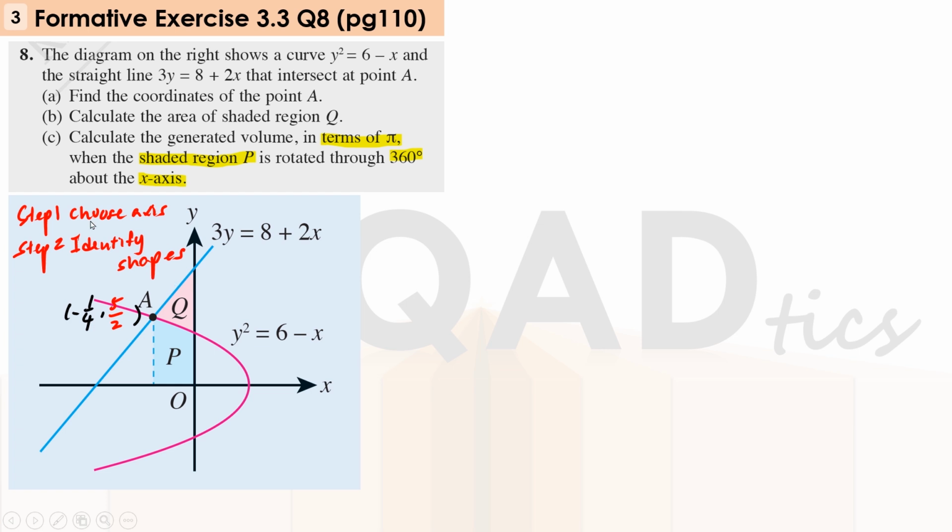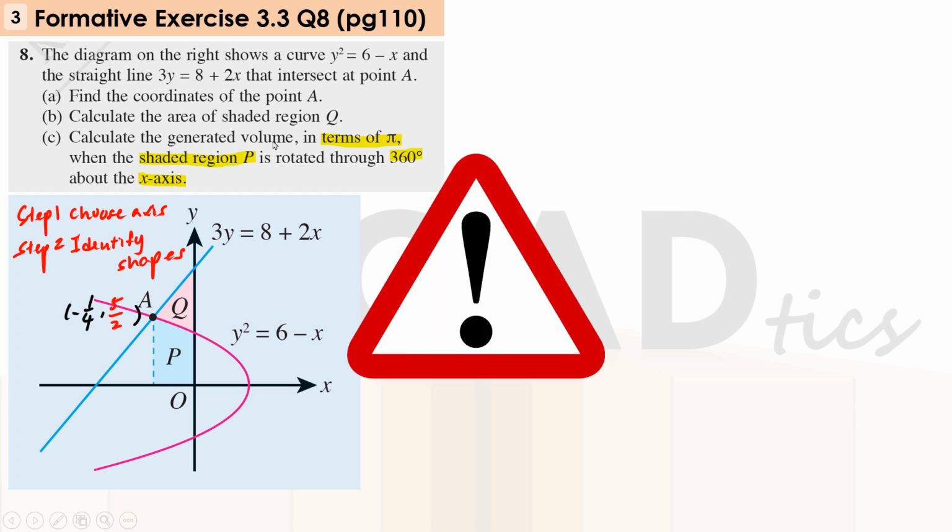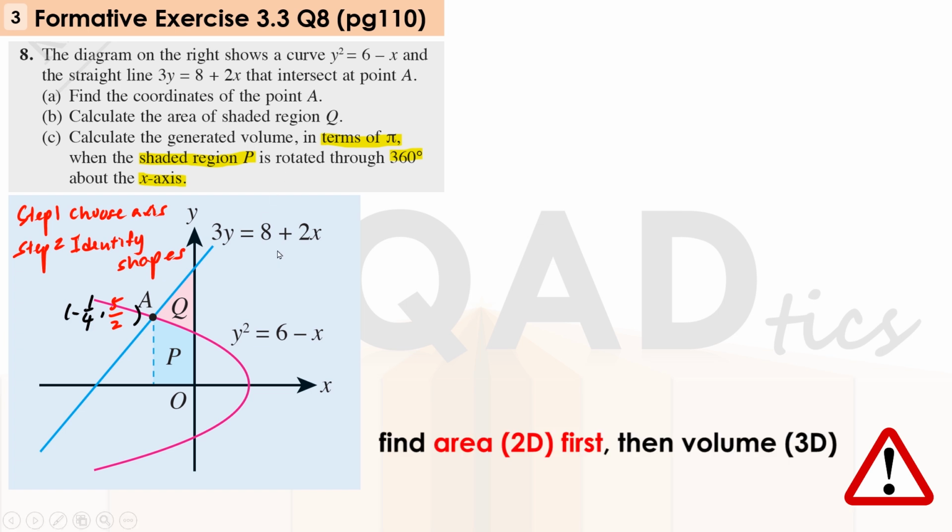identify the shapes. But for generated volume, let's take a step back. Let's find area first. Imagine we are finding the area. So this part is bounded by the curve, and since we are using the x-axis, it's bounded by the x-axis here. So this part is the area under the curve. For area under the curve, we use the integration formula. So since for area we're using the integration formula, this means for volume, we also use the integration formula.